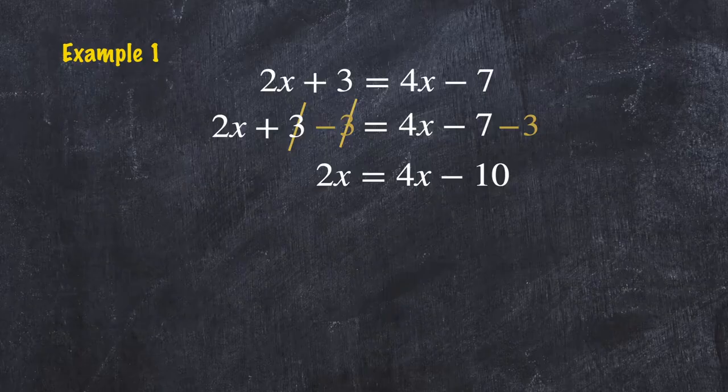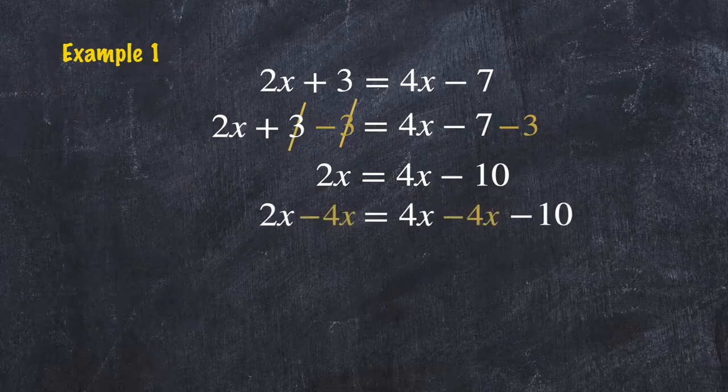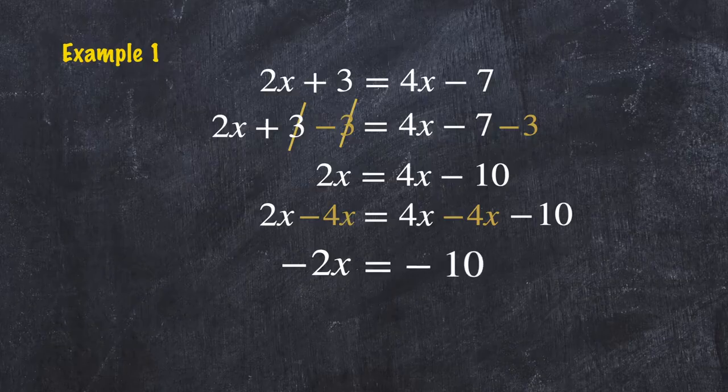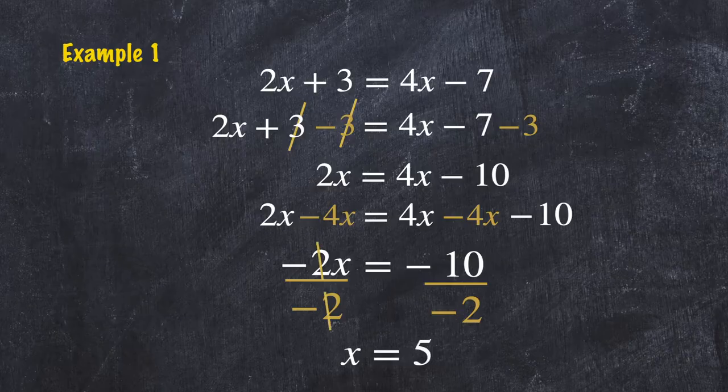Once again, I want to get rid of 4x. So I'll find the zero pair of 4x, and that is going to give me negative 4x. So I have 2x minus 4x is equal to 4x minus 4x minus 10. Once again, I'll cross out the 4x and 4x. So I have 2x minus 4x being negative 2x, and it should be equal to negative 10. Then the last step is I don't want the negative 2 to be in front of x. I want to have 1. So we're going to divide each side by negative 2. And we cross out the negative 2, and that leaves x to be equal to 5.